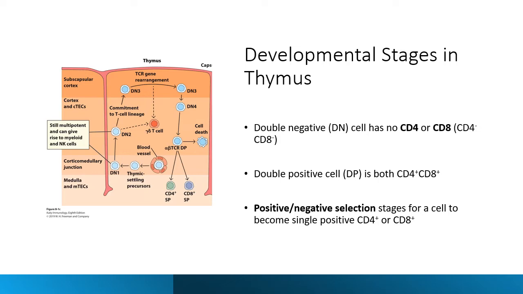So, when a thymocyte enters the thymus, let's backtrack. The hematopoietic stem cell precursors that give rise to all of our different types of cells, those exit the bone marrow and they migrate toward the thymus. Once they get to the thymus, they are still what are called double negative cells. Double negative means that they do not express either CD4 or CD8. At this point, they're just called thymocytes. They're not helper or cytotoxic yet. They haven't committed to those lineages.